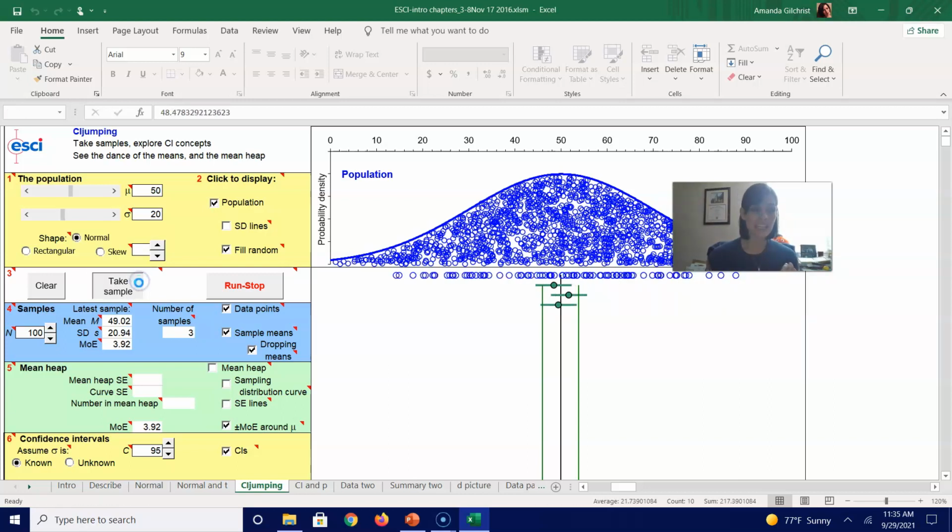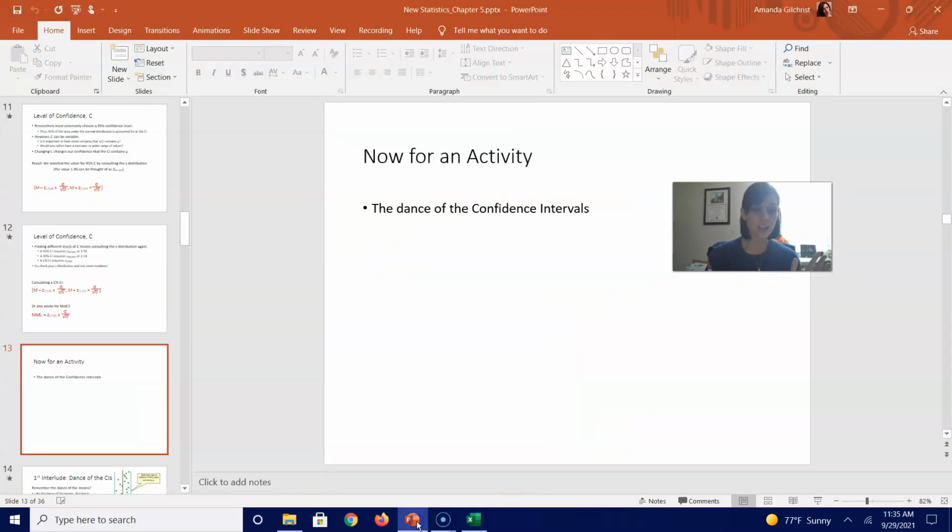Now, that doesn't mean that sometimes you will have a value that does not capture mu. So if I ran this enough, I would eventually get a sample mean that falls outside of this margin of error. But my confidence interval has shrunk, and now there is a greater opportunity here to actually end up capturing mu as a result. So I'd encourage you to try this out.